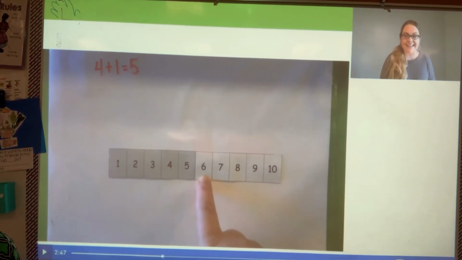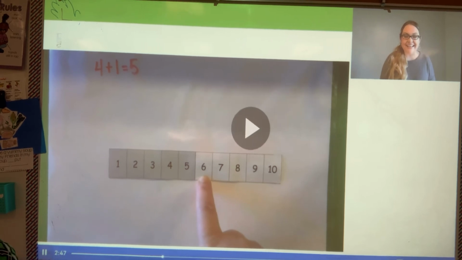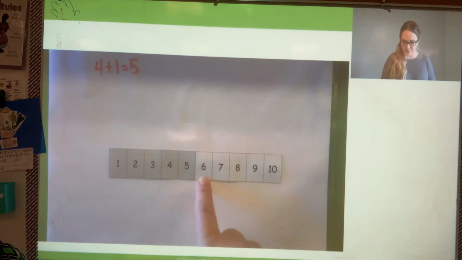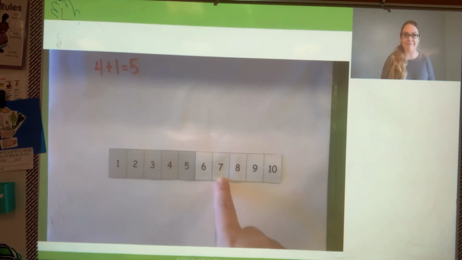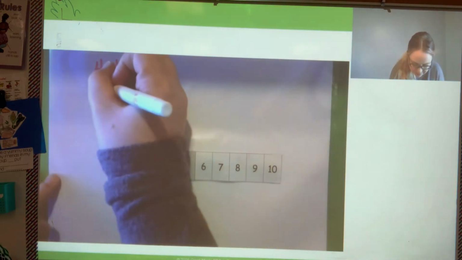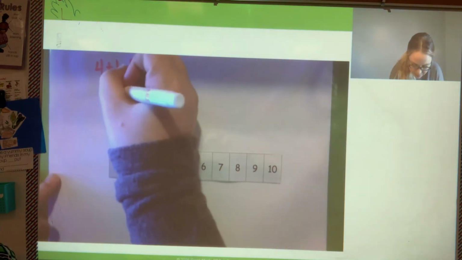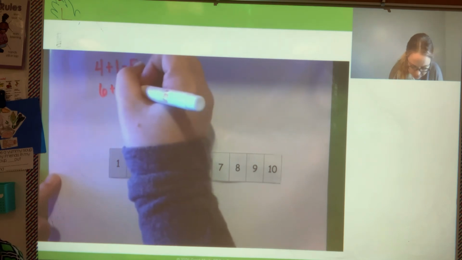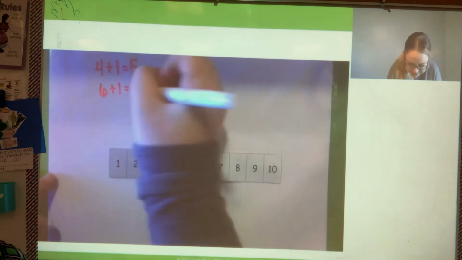What number did you land on when you added 1 more? Show me with your hands. What number did you land on? Not 5. Show me. Yes, 7. 1 more is 7. So let's write this number sentence. 6 plus 1 equals 7.